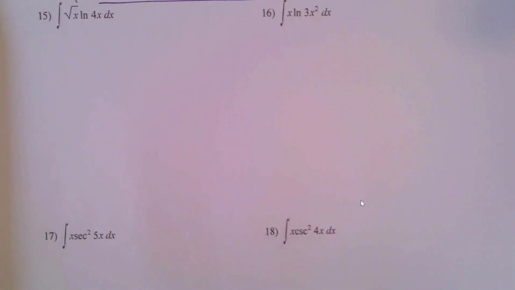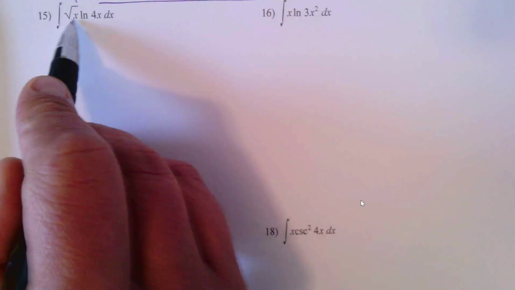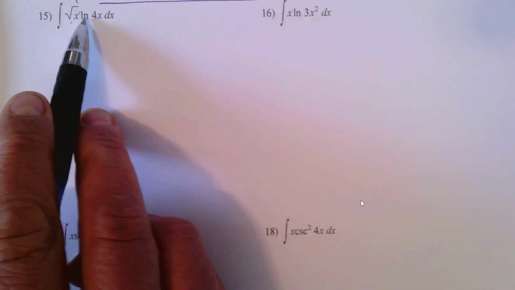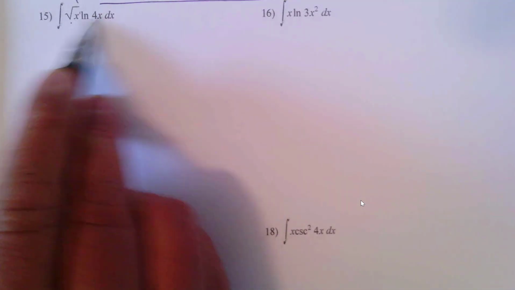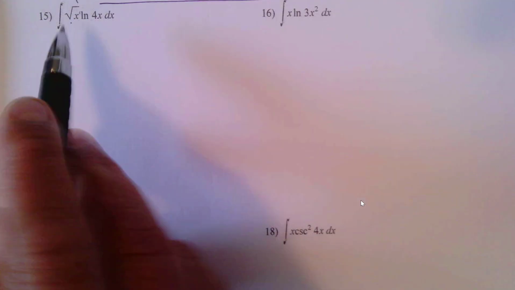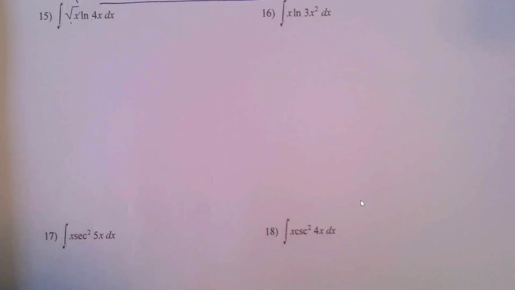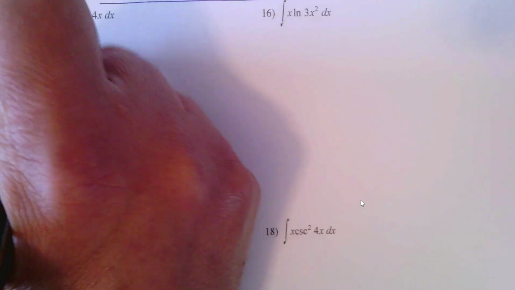15. The integral of square root of x, natural log of 4x. Have to do this by integration by parts. So typically when you have two different functions here that are multiplied together, and you don't have a formula for it, you probably have to do integration by parts. So we don't have a natural formula for this, and there is no chain rule or product rule for integrals. This is the product rule for integrals. It's integration by parts.